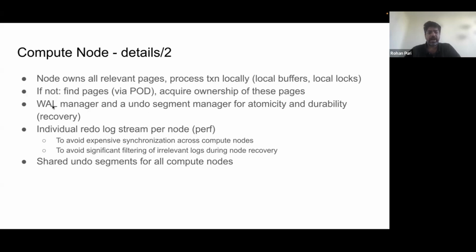So the WAL manager, the write-ahead logging manager, and an undo segment manager are also there in the compute node, and this is there to maintain the A and D of the ACID properties. We discussed that the redo log stream is individual per compute node, and it's primarily for performance, to avoid expensive synchronization across compute nodes, and also to avoid significant filtering of irrelevant logs if it was a shared one during node recovery. But it has shared undo segments for all the compute nodes.